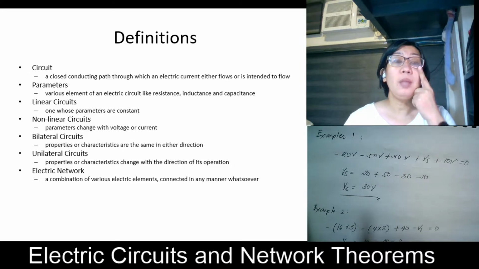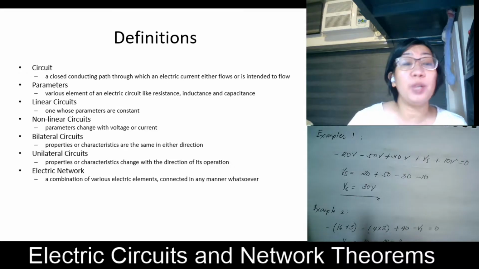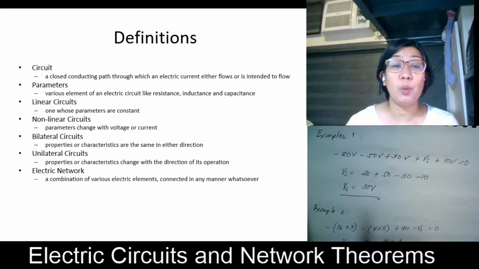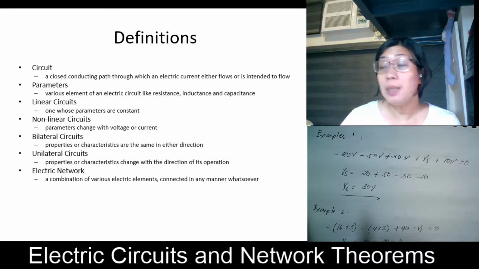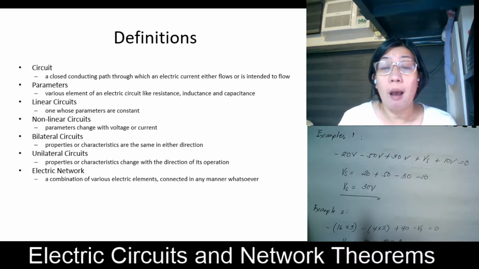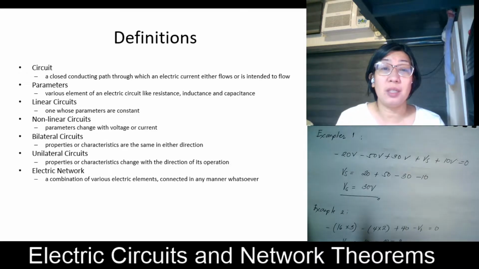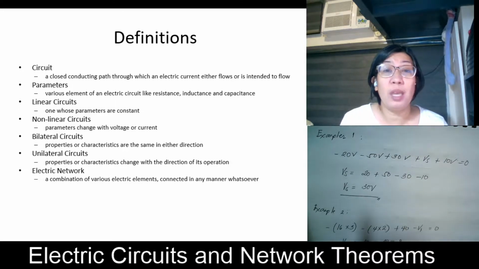Then we have linear circuits, one whose parameters are constant. In the first part of our discussion, we will be concentrating on linear circuits. These are cases wherein the relationships of our voltage, currents, and resistances are linear, or they are directly proportional or inversely proportional with each other. So they do not change with the values of some specific parameters in a circuit.